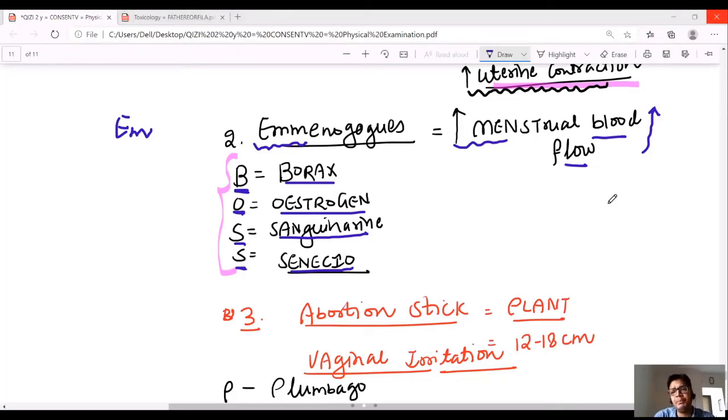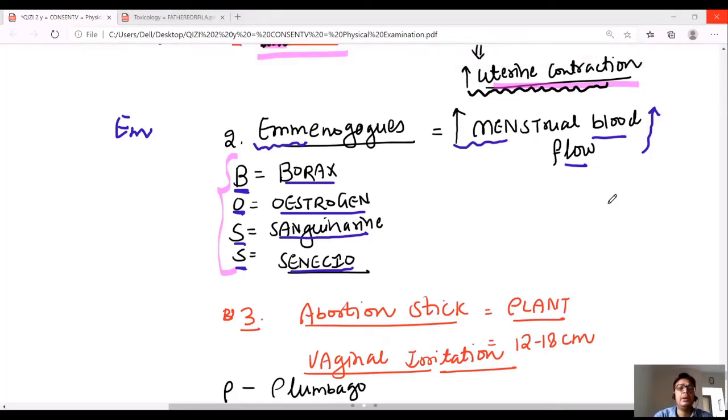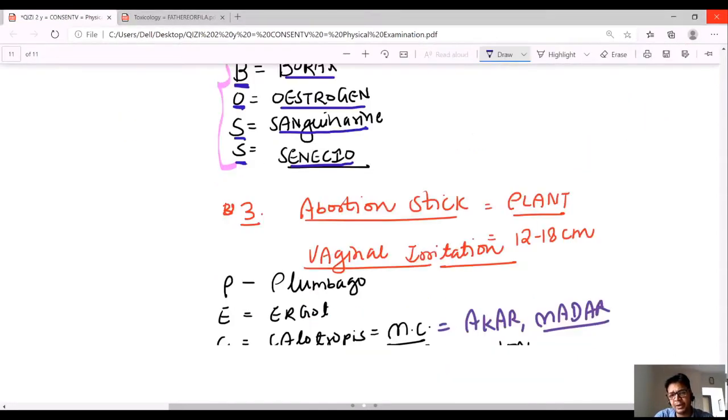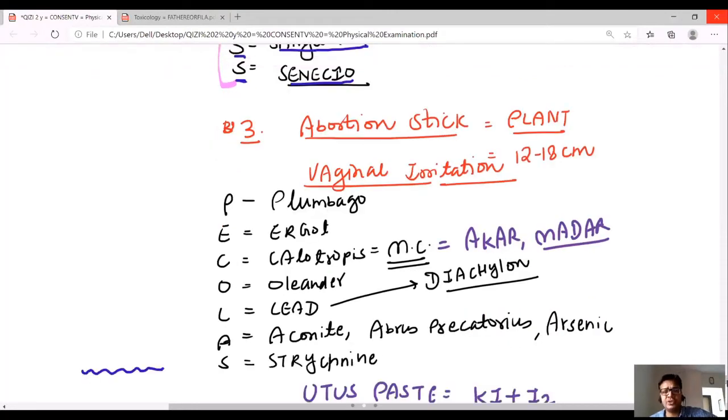Emmenagogues increase menstrual blood flow. What are examples of emmenagogues? BOSS: borax, estrogen, sanguinaria, and senecio. Now, sir, abortion sticks. These are plant sticks, 12 to 18 centimeters, inserted in the vagina. They cause vaginal irritation and the fetus comes out. Again, ecbolics increase uterine contraction, emmenagogues increase menstrual blood flow. Ecbolic is ergot.